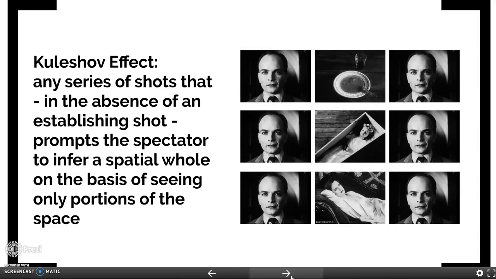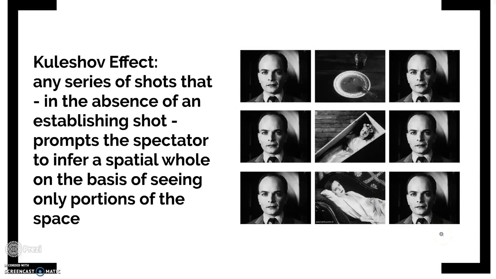So his experiment was to show the same image of a man with some new kind of context added and then show the man again. So here are the series of images. It's a man, a bowl of soup, and then back to the man. A man, a child in a coffin, and then back to the man. The man, a woman kind of staring off into the distance, and then back to the man. And what he realized when he showed audiences these images in sequence is that the audience would infer that they were connected to each other, even though there wasn't any evidence of connection.